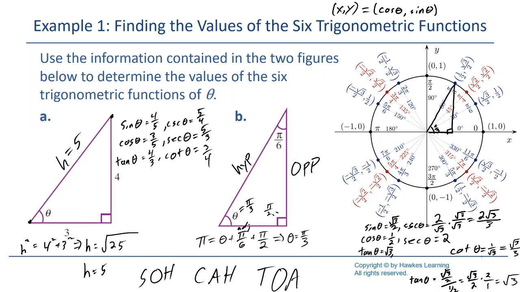And I actually had enough room, probably. I could have written it over here. But so that's how you find the 6 trig functions of an acute triangle, either knowing 2 sides and the angle is theta, or knowing no sides and just knowing the other angle, because then you can find theta using that.